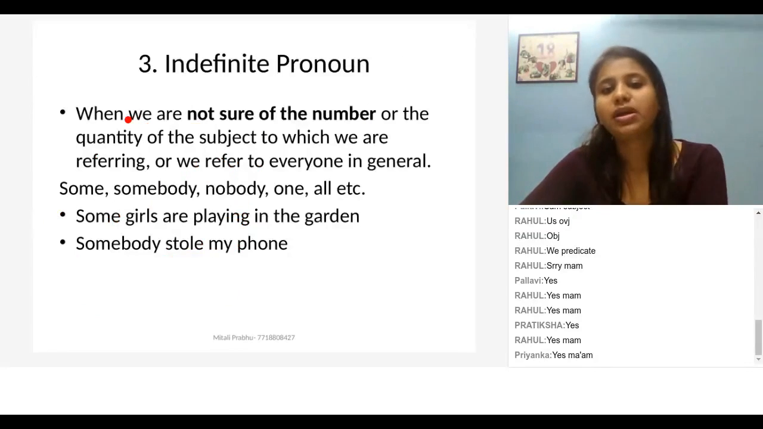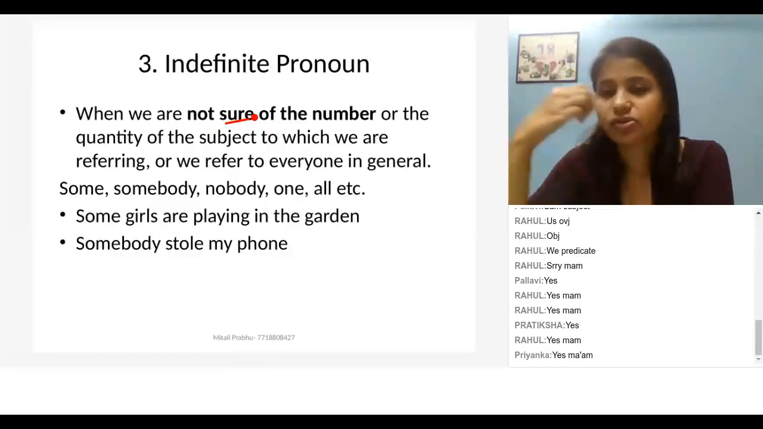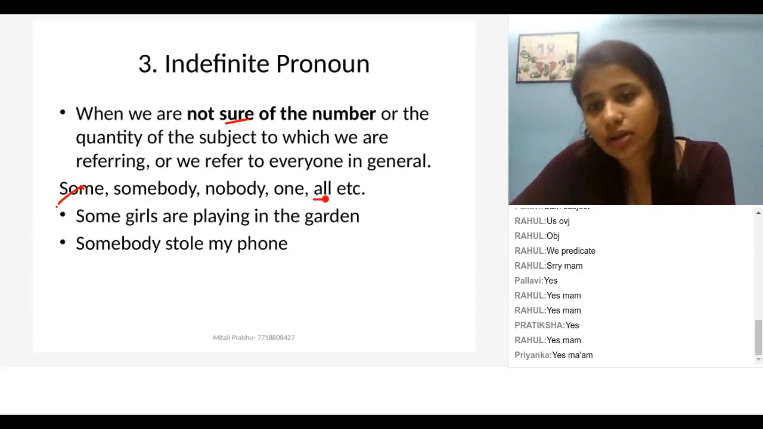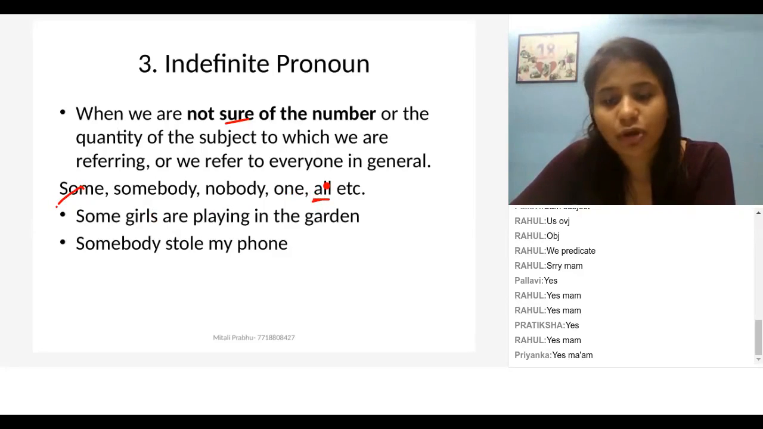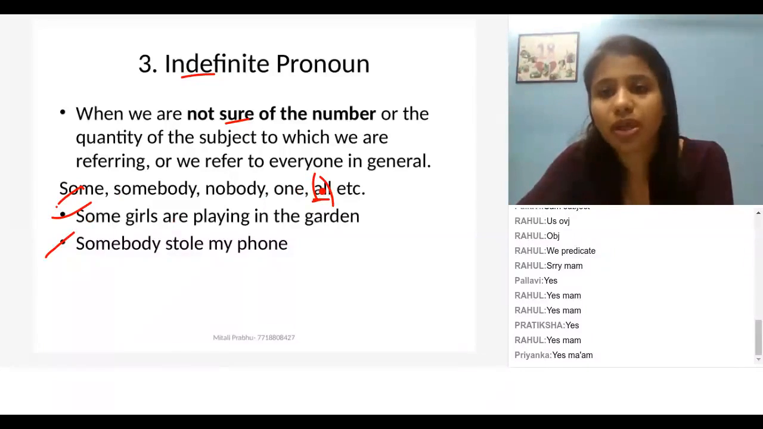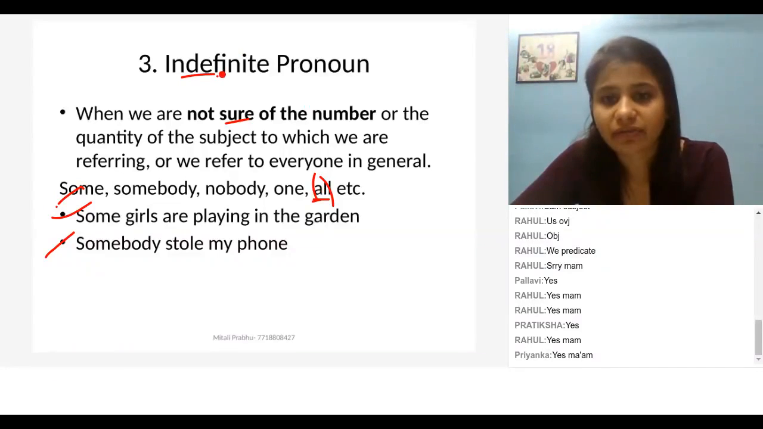Okay, so indefinite pronoun. So whenever you are not sure of the number or the quantity of the subject. So if you want to say someone is outside, or some people are outside and you don't know how many people or which people are outside, then you use some, somebody, nobody, one, and all. Now even in one or even in all, if you're not sure about the identity, it's going to be indefinite. Okay. So some girls are playing in the garden and somebody stole my purse. Now even in all, you know which all you're talking about, but you don't know the number. Okay, it is not mentioned. All of you go out of the class, but the number of students is not specified. So then it's going to be indefinite.